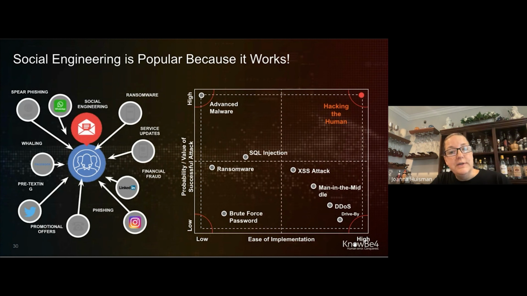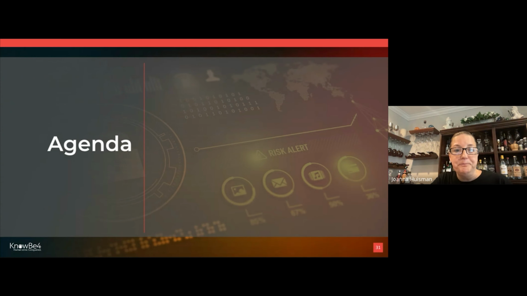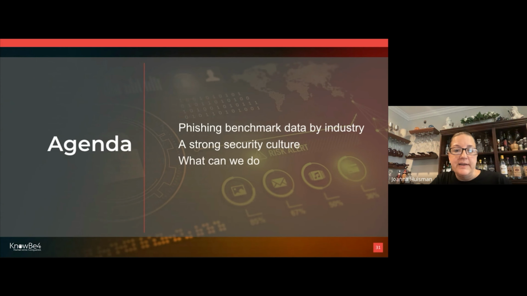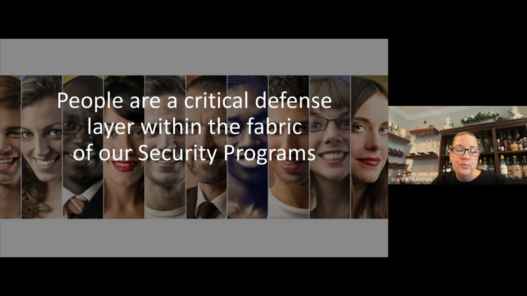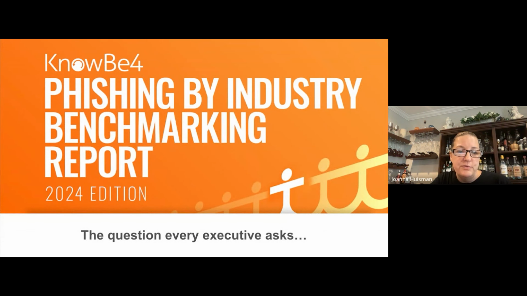And why do they do it? Because they can, and it's easy, and hacking the human is repeatable. And so let's take a look at some of the benchmark data. And we know that people are a critical defense layer, right? And so if you train and enable the people to be able to not only spot and detect, but report, then it's enabling another tool within the technology that you provide.